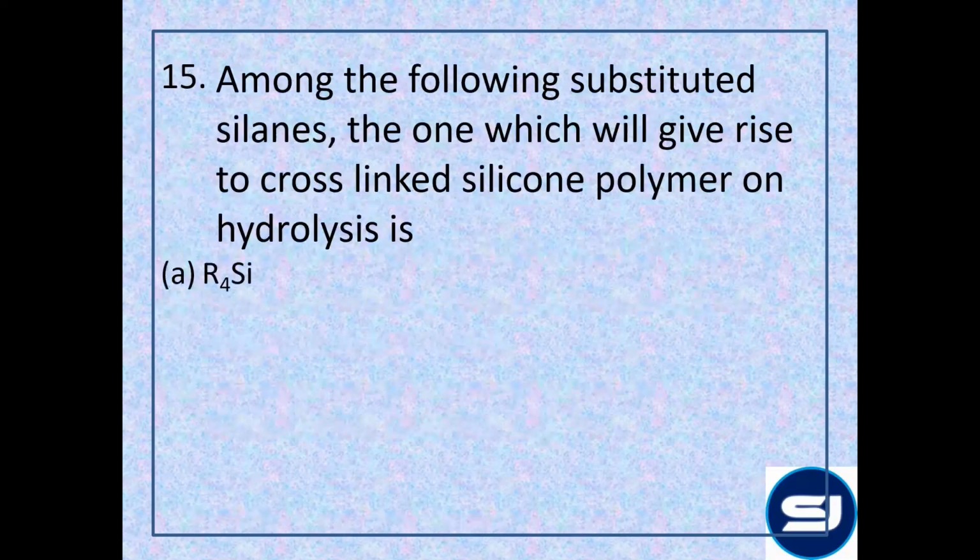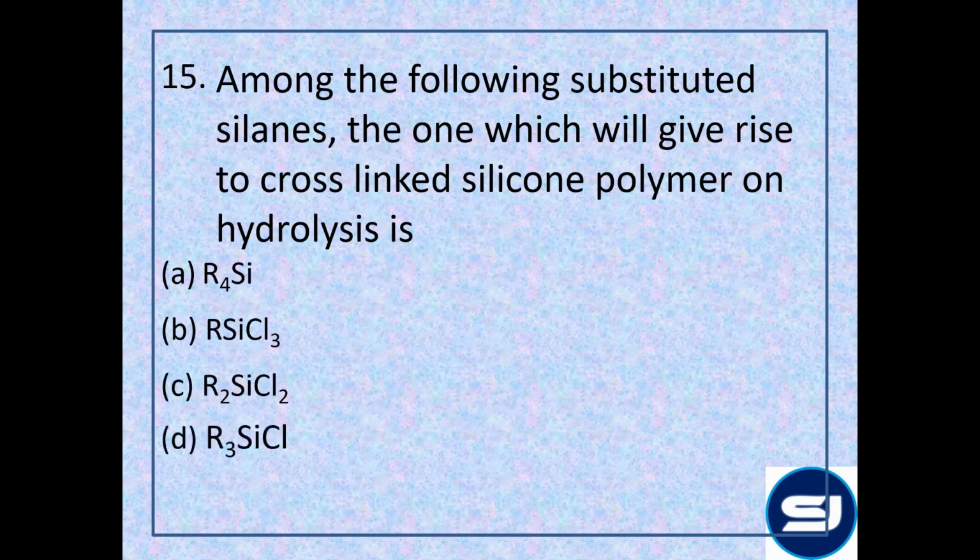Clear, sir. Among the following substituted silanes, the one which will give rise to a cross-linked silicon polymer on hydrolysis is, cross-linking आने के लिए कौन सा क्लोरोसिलेन यूज करना होगा? B.